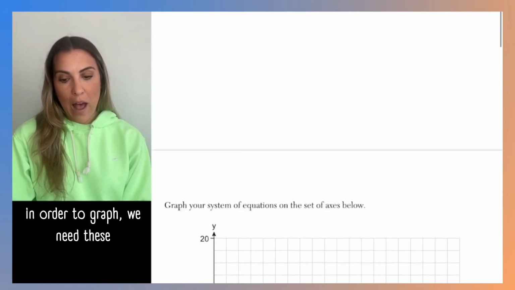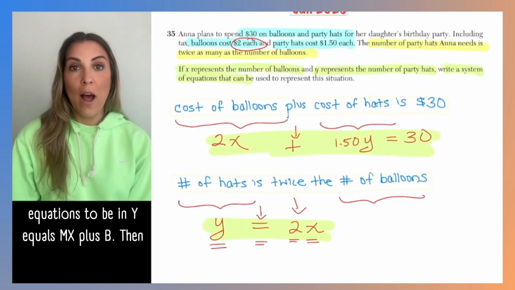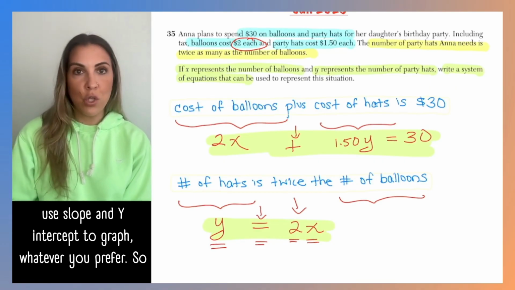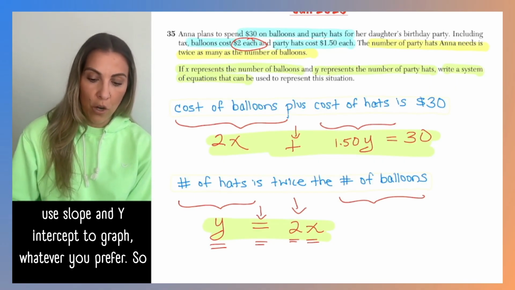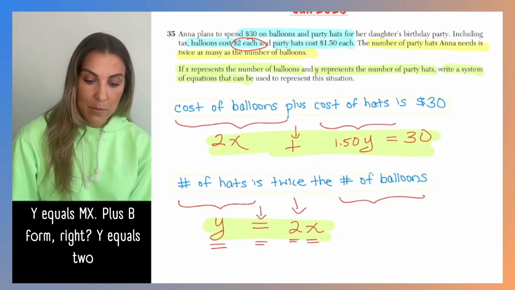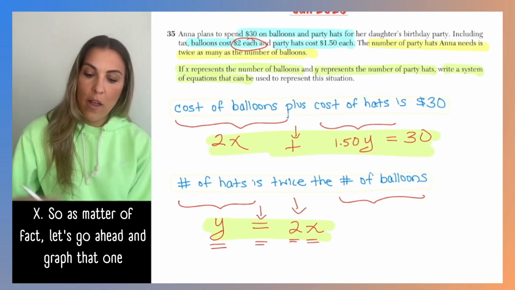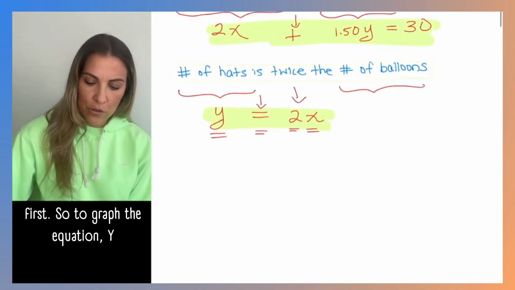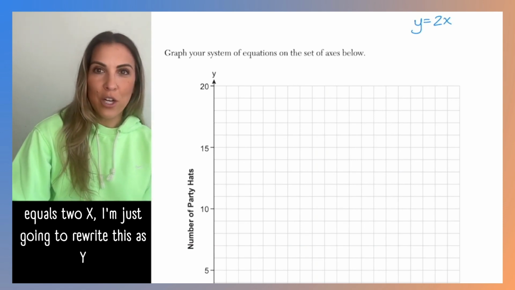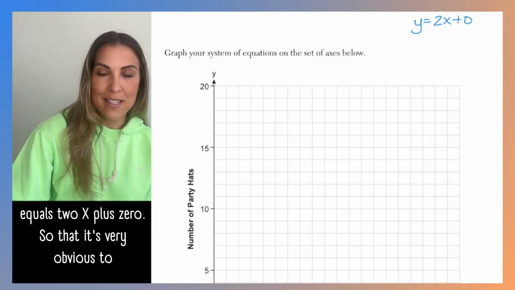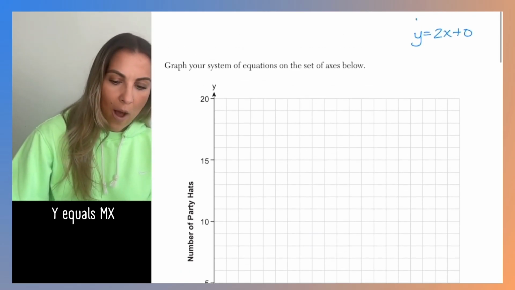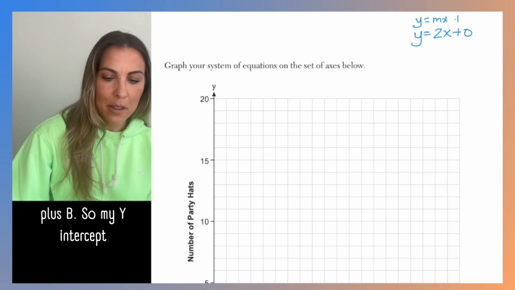Well, in order to graph, we need these equations to be in y equals mx plus b. Then you can either put them in your graphing calculator or just use slope and y-intercept to graph, whatever you prefer. So one of these equations is already in y equals mx plus b form, right? Y equals 2x. So as a matter of fact, let's go ahead and graph that one first. So to graph the equation y equals 2x, I'm just going to rewrite this as y equals 2x plus 0 so that it's very obvious to us what the y-intercept is, right? So now it's in y equals mx plus b.